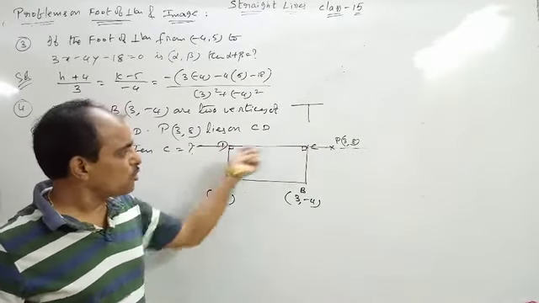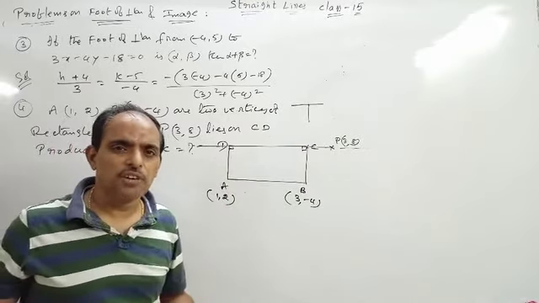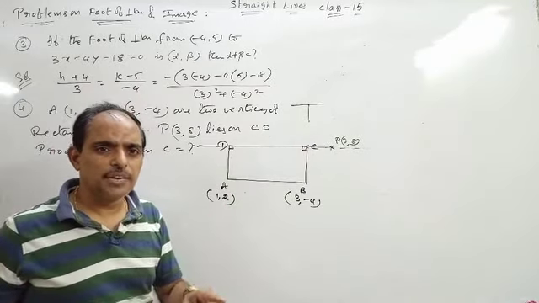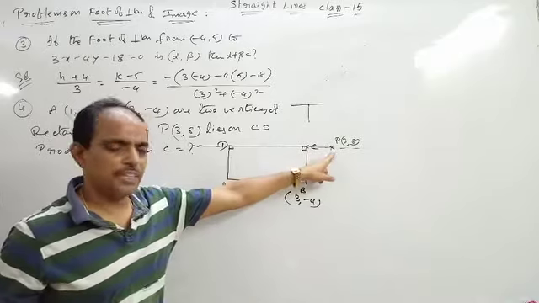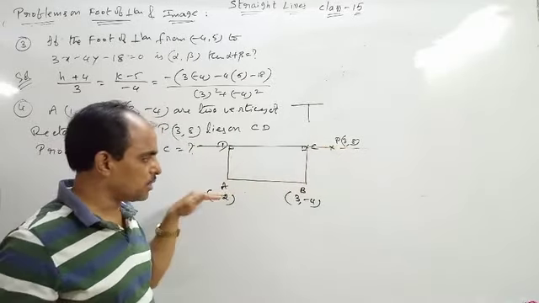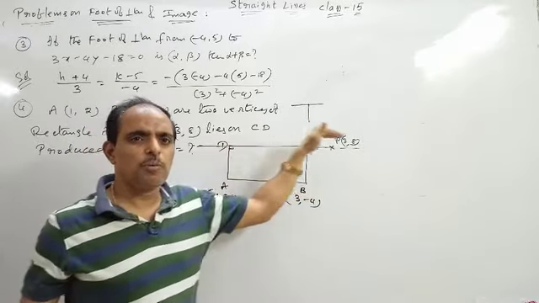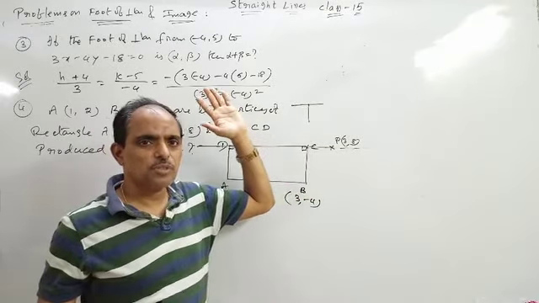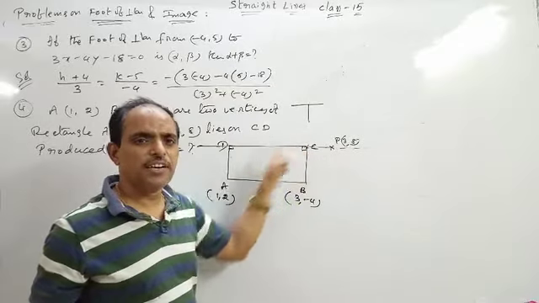So how to find this equation? Whenever we find an equation of a straight line, we require two things: one is a point, the other one is slope. So we have a point. And what about the slope? Because this line is parallel to this one, the slope of AB is equal to the slope of CD. So we know the slope and the point, we can find the equation.